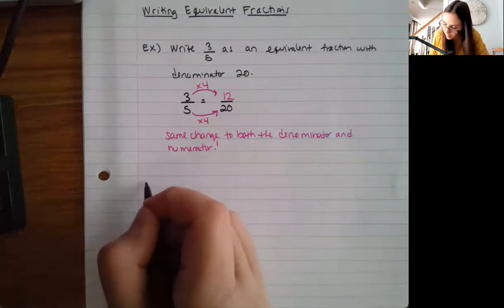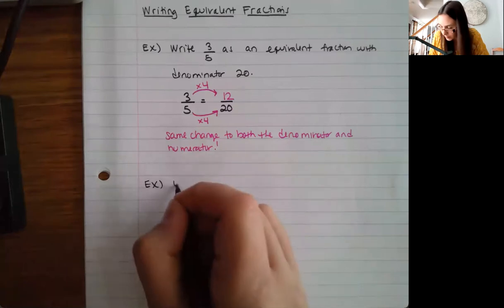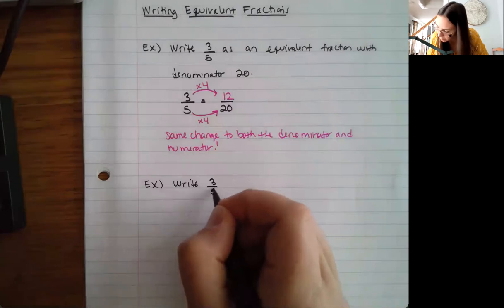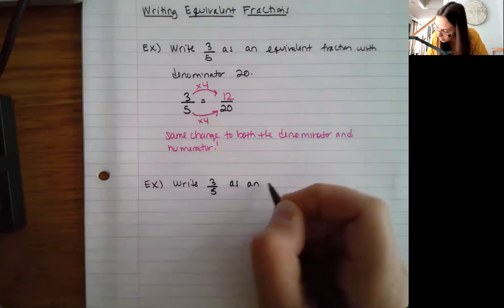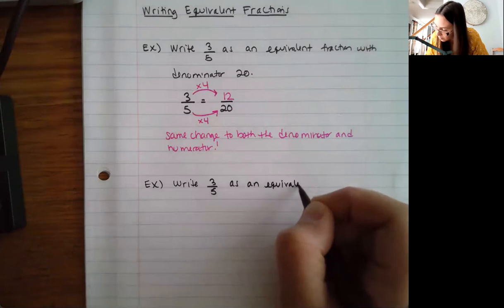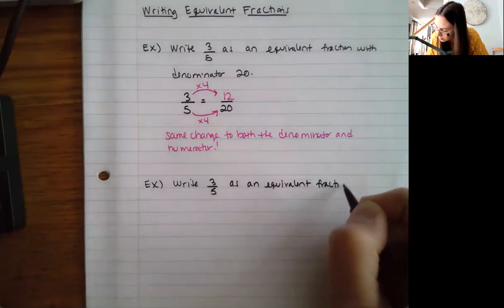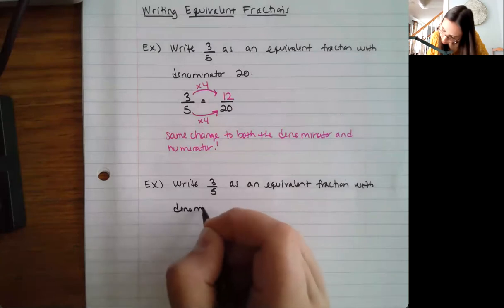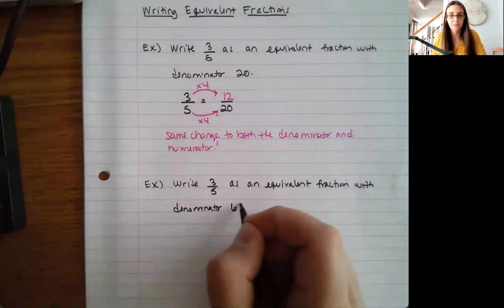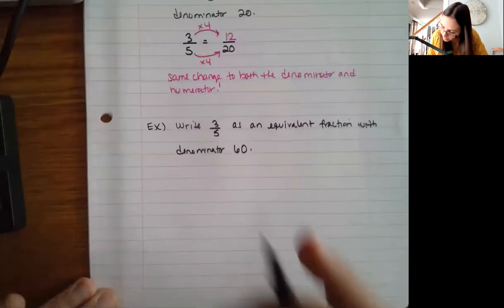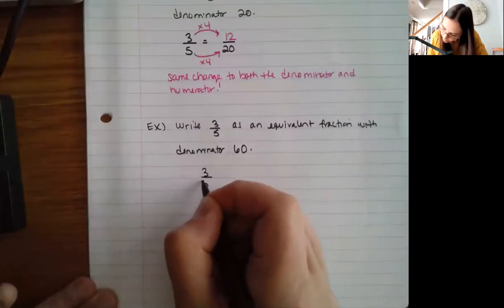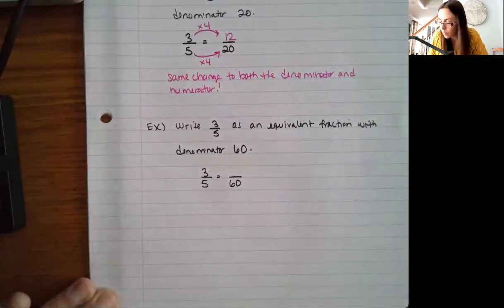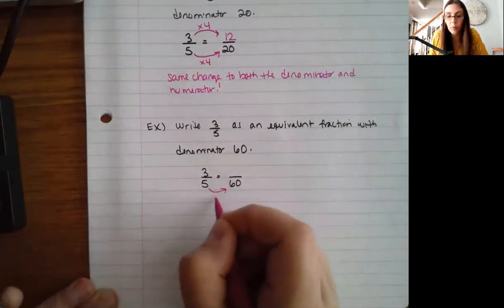Let's do another one. Right? 3/5 again as an equivalent fraction with denominator 60. So I take my 3/5, I set it equal with denominator 60, and I say to myself, how can I get from 5 to 60? Well, 5 times 12 would be 60.